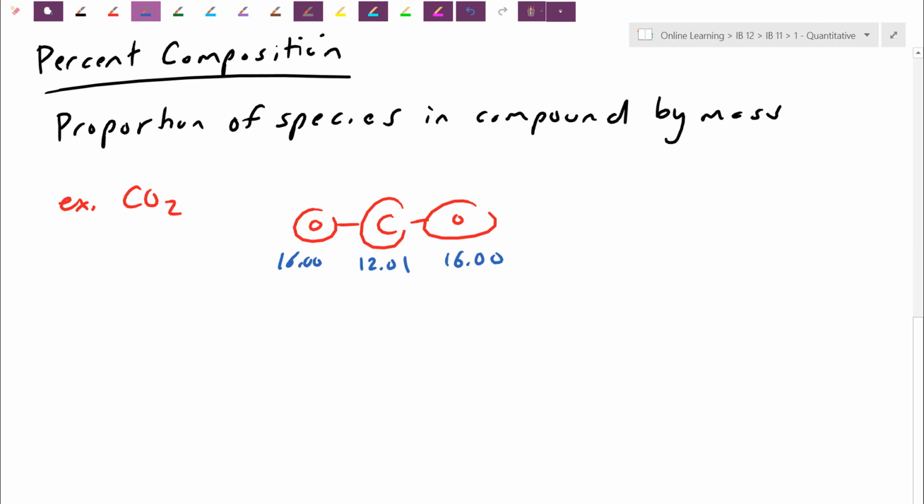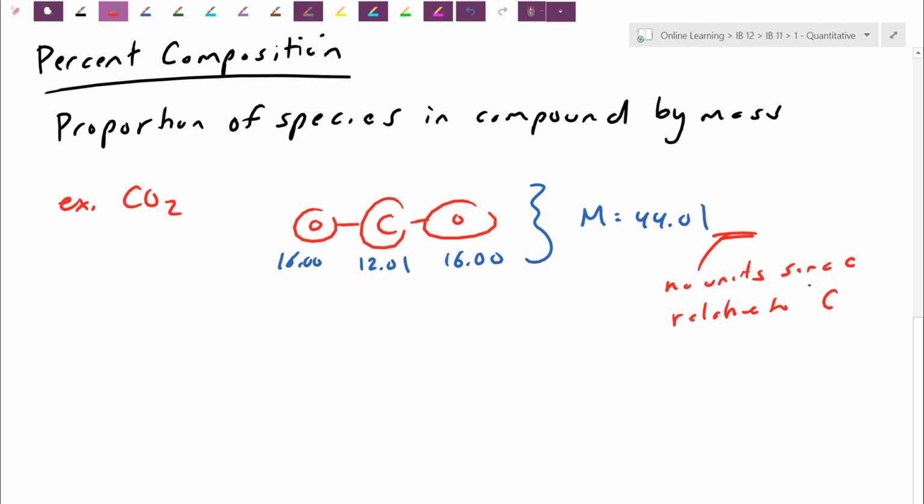What I can do here is figure out the total molar mass. If I just add those numbers up, 16 times 2 plus 12.01, the total molar mass, M, is 44.01. Again, it's best to say no units, since it's relative to C12 being 12. I had assigned the carbon 12 isotope as 12. That's where I came up with my atomic mass unit conversion. Now all my numbers are relative to carbon being 12. So this one here is 44.